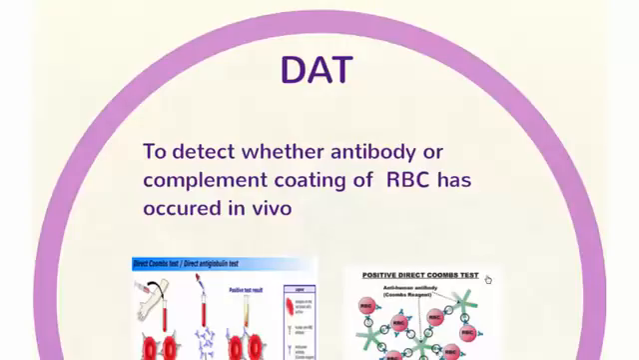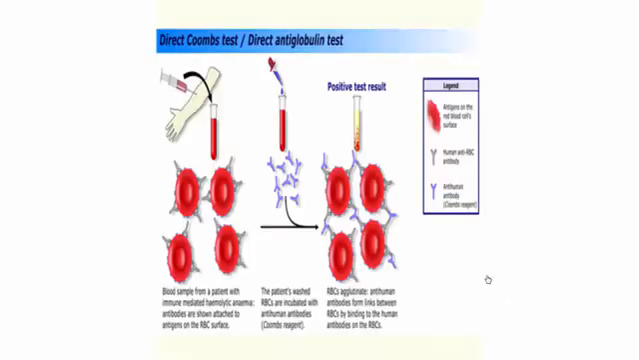For DAT, we want to detect whether the antibody or complement coating of red blood cell has occurred in vivo. In other words, we want to know whether a patient's red blood cell has been coated with an antibody or a complement that has occurred in the patient's circulation. So this is the principle of direct Coombs test or direct antiglobulin test.